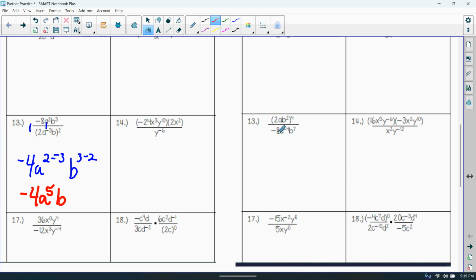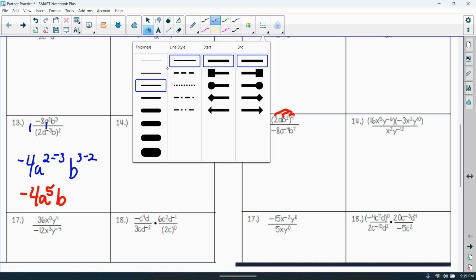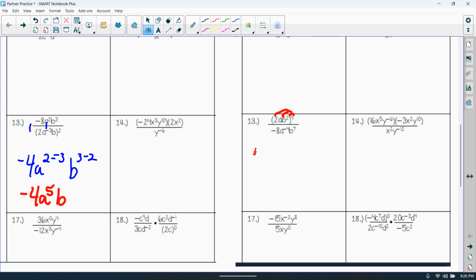On the other 13, we're going to have to distribute the 4 first. So basically it's saying 2 to the 4th power, A to the 4th power, but now B to the 8th, over negative 8, A to the negative 4th, B to the 7th. 2 to the 4th, 2 to the 3rd is 8, 8 to the 3rd, that would be 16, I believe. But then that would be off. Did I do that right? 8 to the 4th.